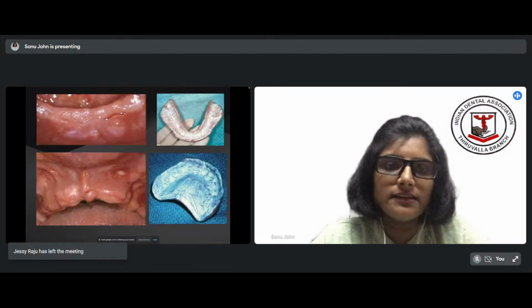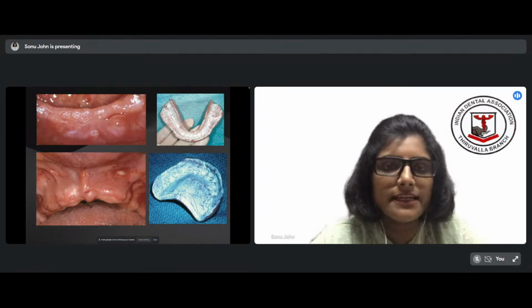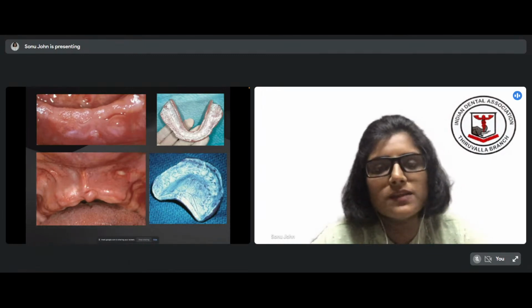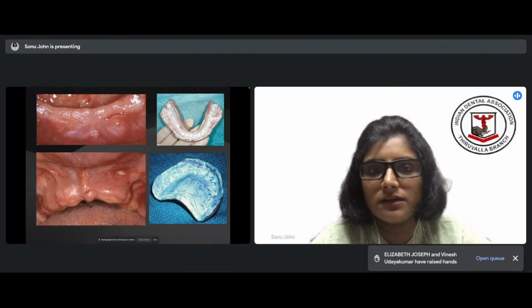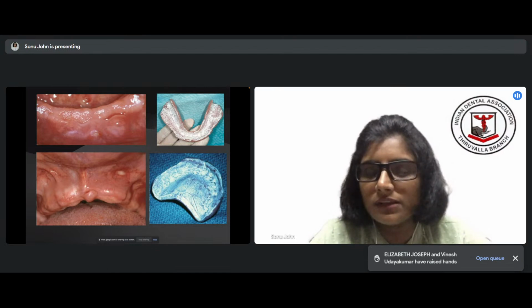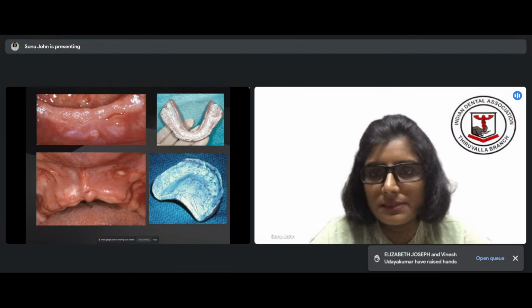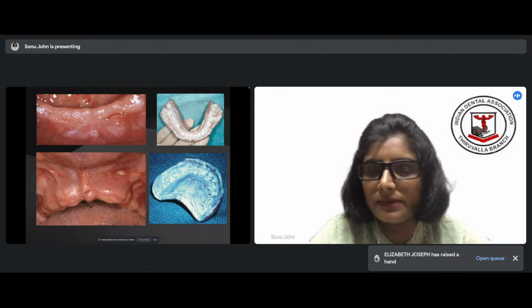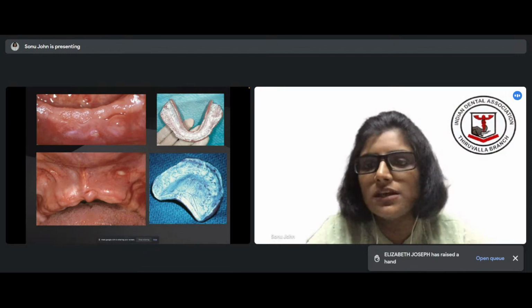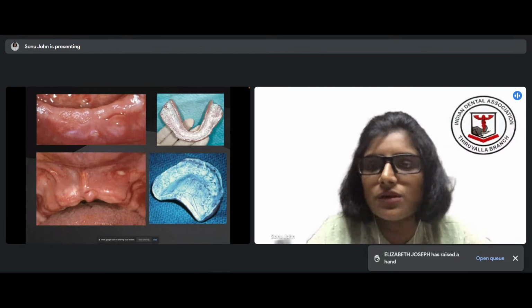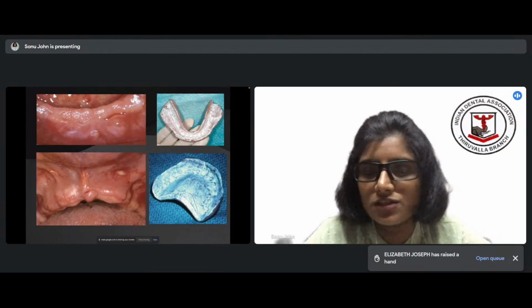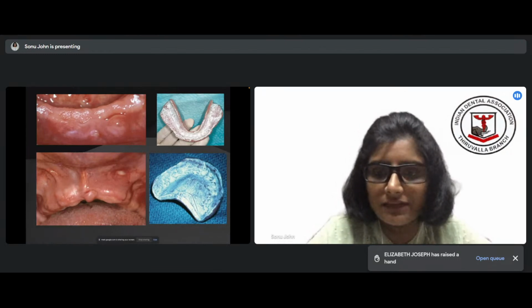Here in the lower arch, in the picture on the upper left side, you can see two pressure spots on the anterior labial region of the mandibular arch. On the upper right side picture, the pressure indicating paste is applied on the lower denture. You can see two small areas where the pressure indicating paste is not there. Those are the areas which are exerting pressure on the ridge, so make sure that those areas are relieved.